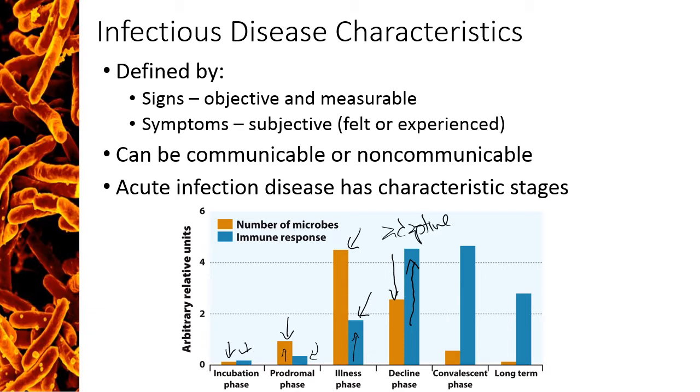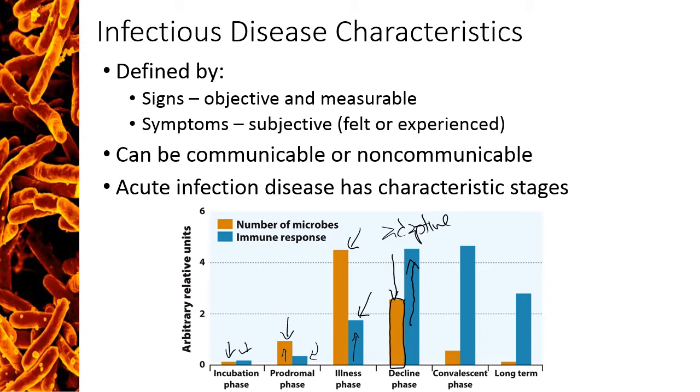That immune system has gone up very high, because remember, our innate immune system has now activated our adaptive response. It's gone through clonal selection, and we've got a lot of cells. Now the immune system is winning. We're in the decline phase, and this is when you're getting better. If you notice the number of microbes that are still in the body, though, typically you are still infectious during the decline phase of a lot of diseases.